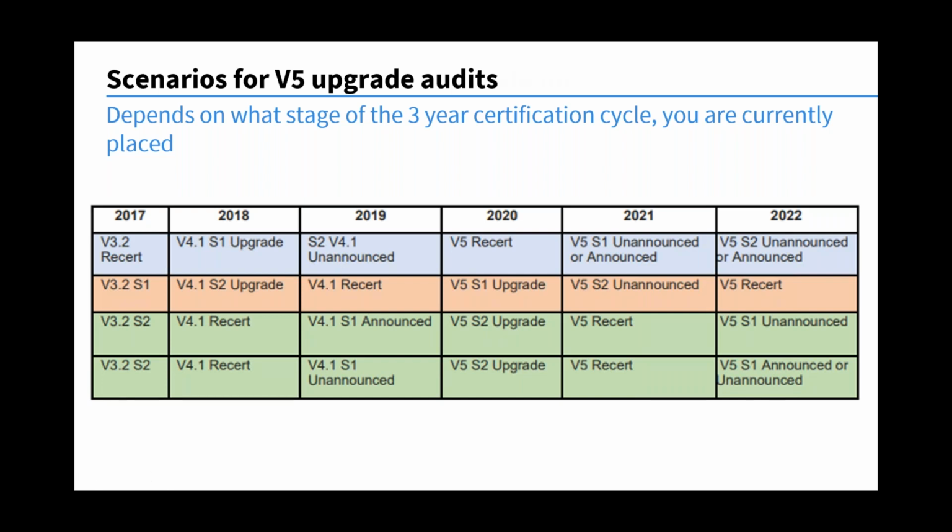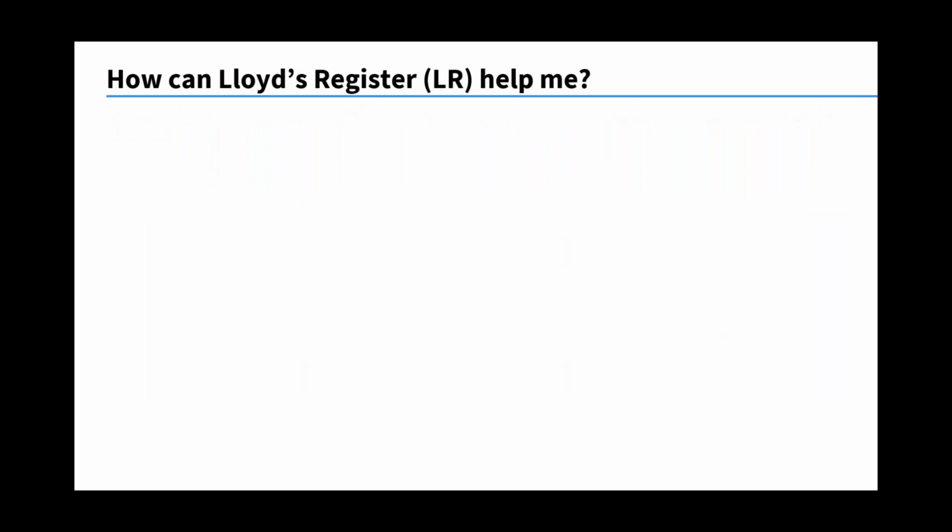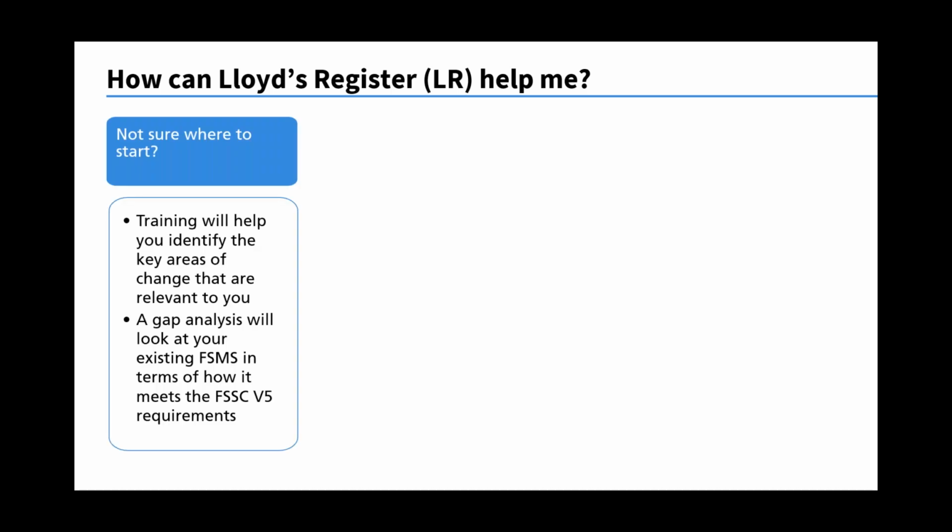So how can Lloyd's Register help you in getting through this transition process? We have a process in place. We can conduct training for the key areas of change that are relevant to you. We can also conduct a gap analysis to look at where you are in terms of the FSSC version 5 requirements. So that is the starting point: training. Second is to conduct a gap analysis.